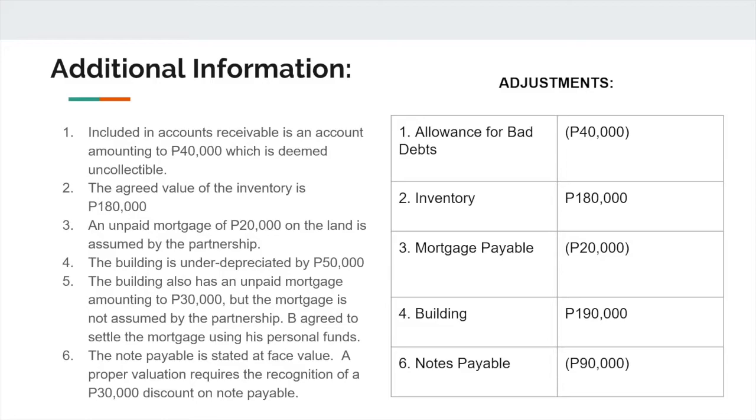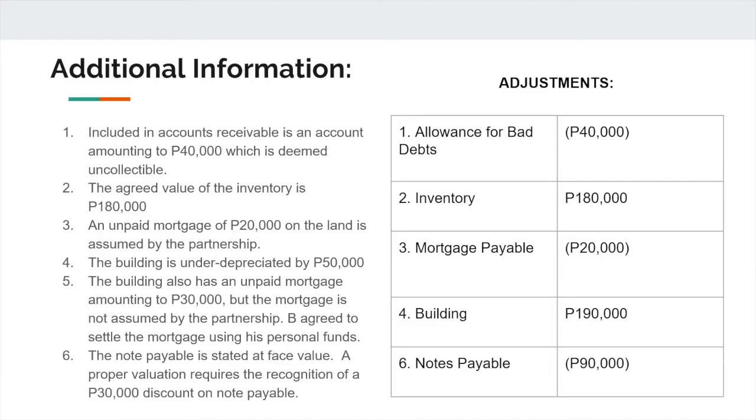Number three, an unpaid mortgage of 20,000 on the land is assumed by the partnership. So the adjustment would be that there will be a liability account for the unpaid mortgage of the land amounting to 20,000 pesos that is assumed by the partnership. Number four, the building is under-depreciated by 50,000 pesos. So the adjustment would be that the 50,000 pesos will be deducted from the previous amount of 240,000 pesos.